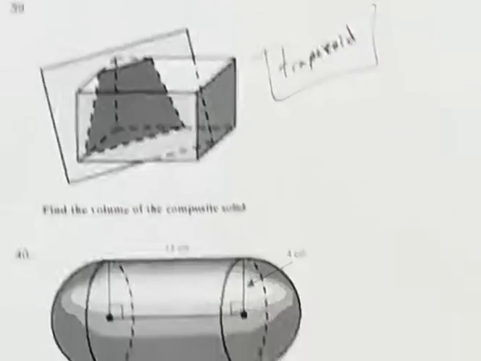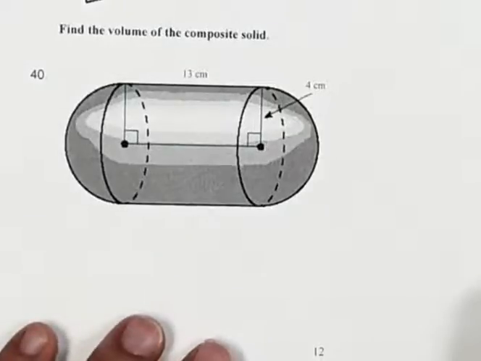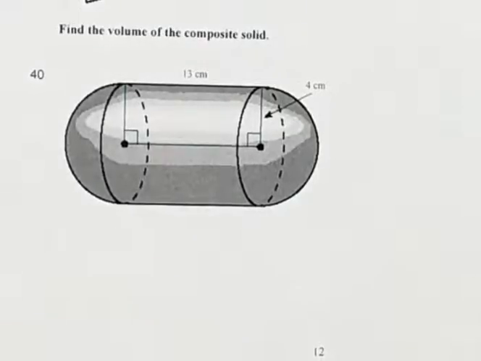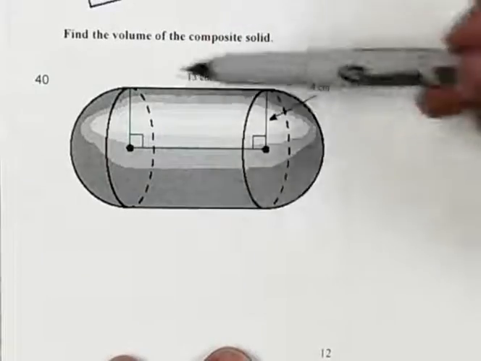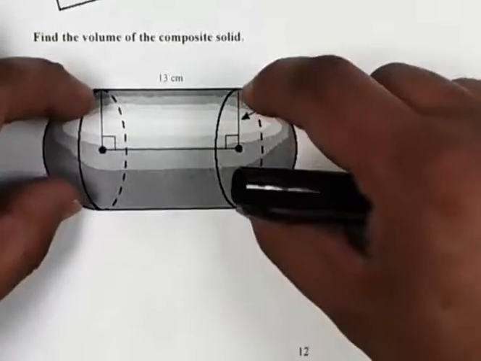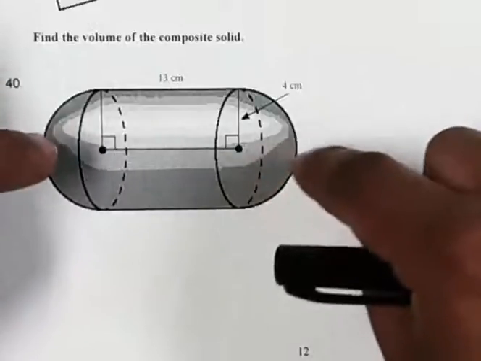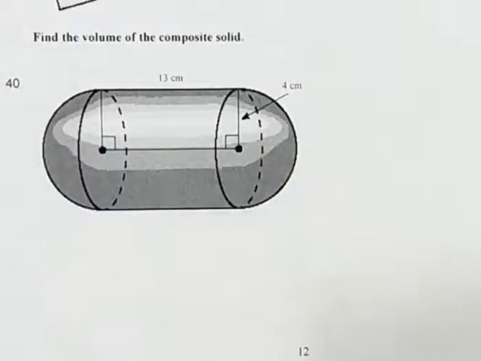Now for number 40, we want to find the volume of the composite solid. So I have two things here. I have this thing in the middle that's going to be a cylinder, and then I have these two hemispheres at the end. If I were to put them together, I'd have a sphere. So I have a cylinder and a sphere, and we have to find the volume of each of those, and then add them together.